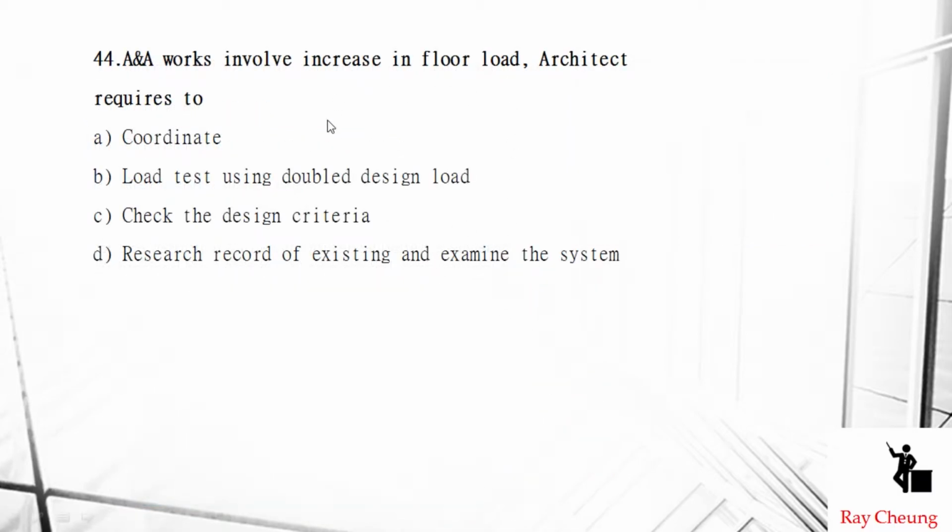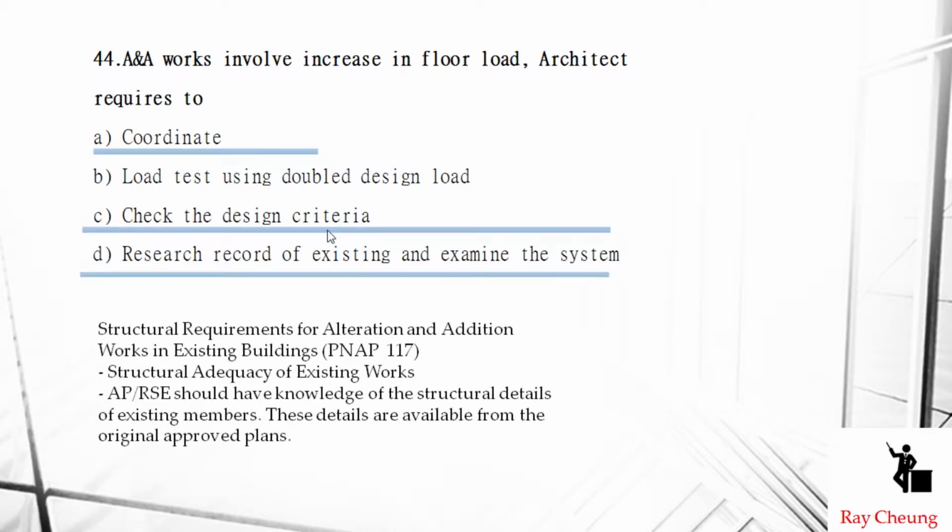And this is an example: if the architect involves some change of the floor load, we also need to check with the engineer, and they also need to coordinate and check the design criteria, because the design criteria is something like what the floor load change is, what the different use change is. For example, if I want to change a coffee house to be a plant room, something like this, the loading should be increased.